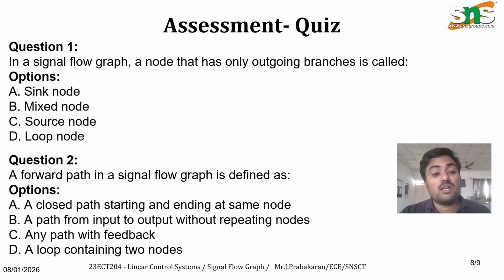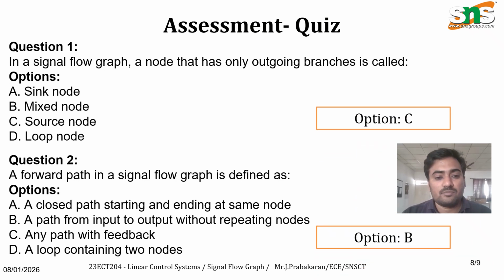A forward path in a signal flow graph is defined as... the correct option is B, which is a path from input to output without repeating nodes. First question, option C is correct. Second question, option B is correct.